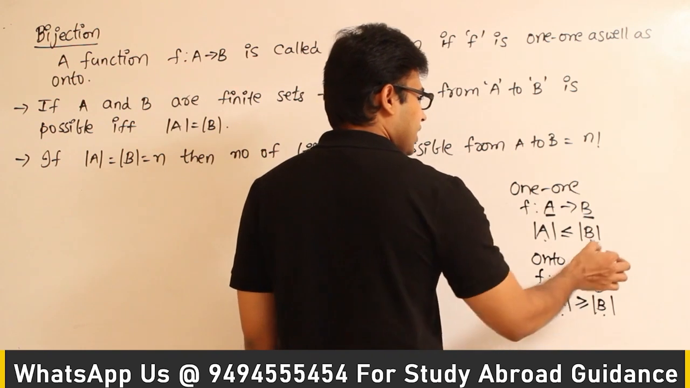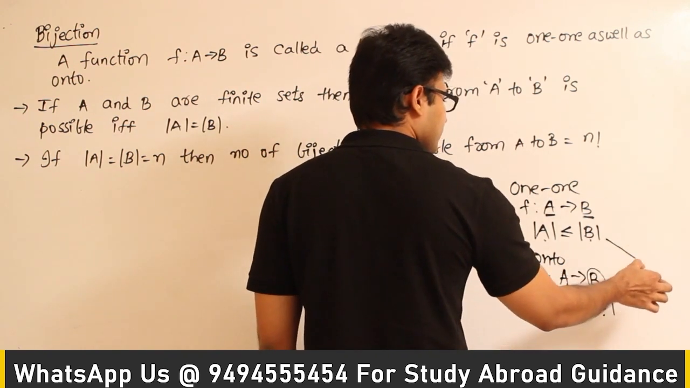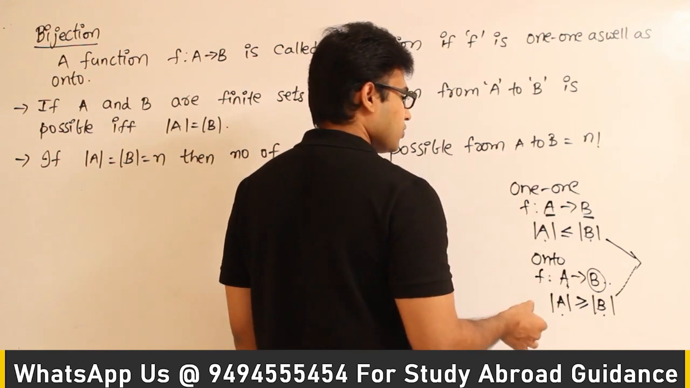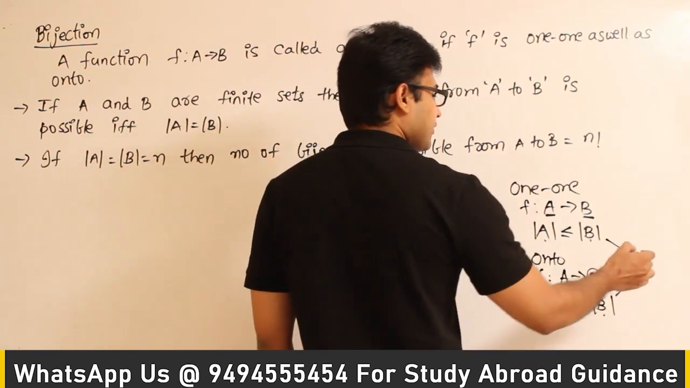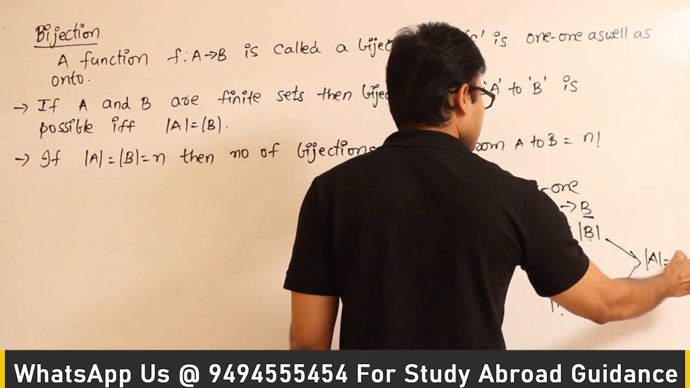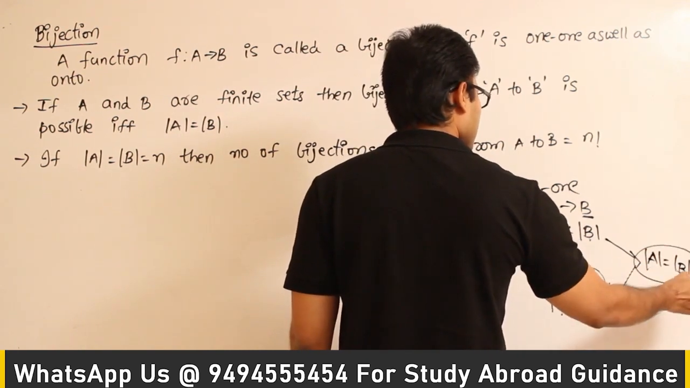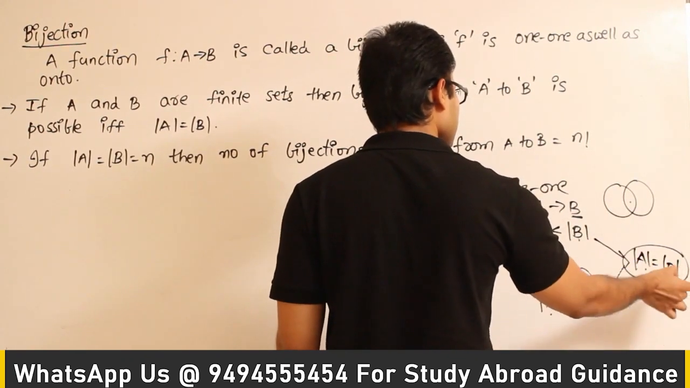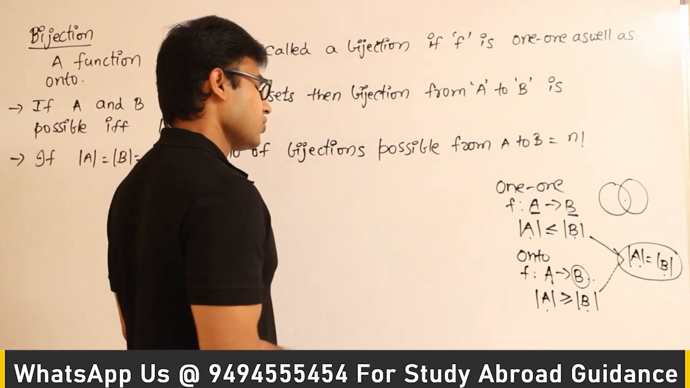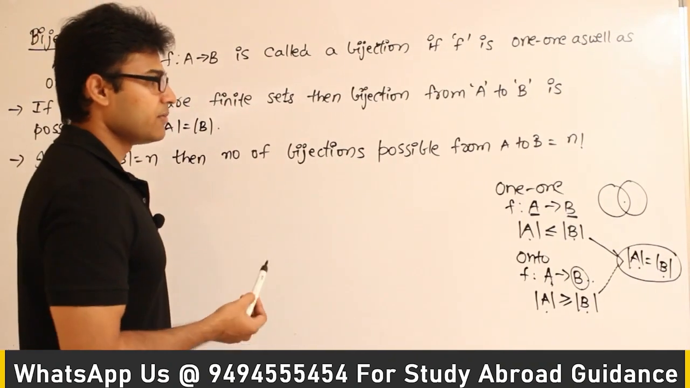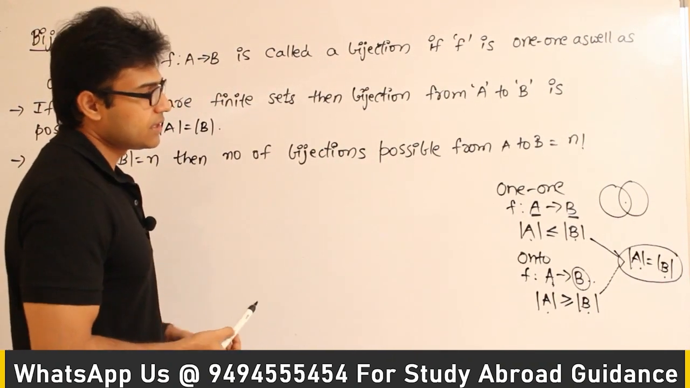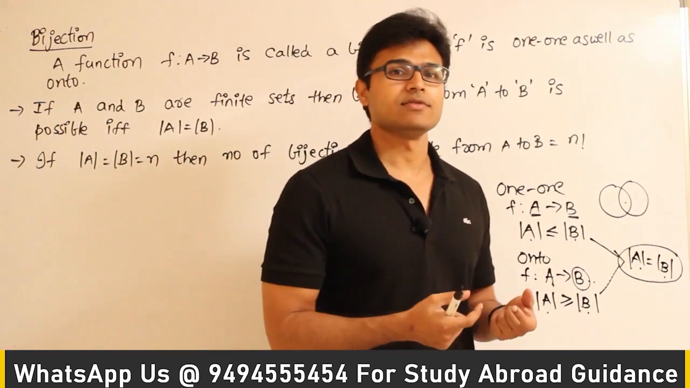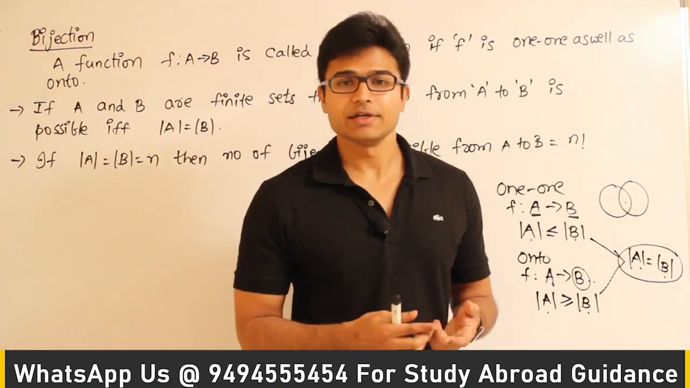Now combining these two, if you want the function to be both 1-1 and onto, these two conditions will meet only when the number of elements in A is equal to the number of elements in B. Therefore that is the necessary condition for a bijection. So if you see any two sets which do not have an equal number of elements, and they ask if any bijection is possible, it is not possible.